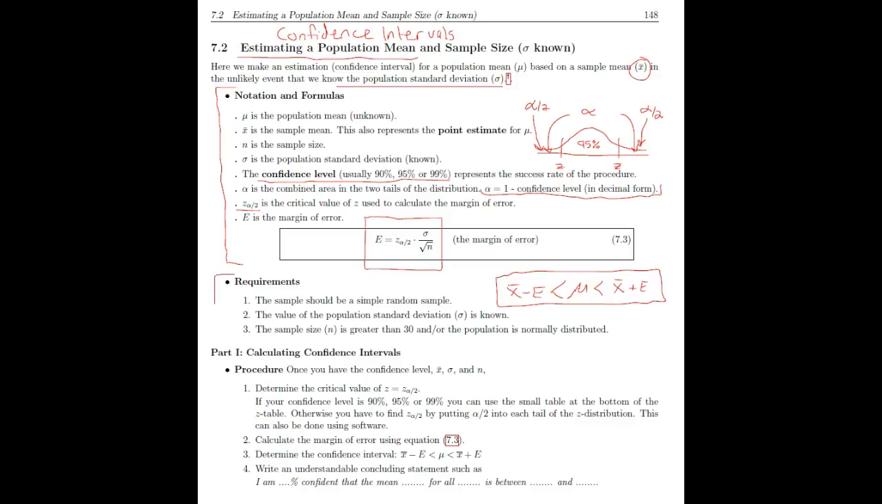All right, here are some requirements here. The sample should be a simple random sample. The value of the population standard deviation must be known, of course, to use this formula that has sigma in it. And the sample size n must be greater than or equal to 30, or the population must be normally distributed. Okay, these are basically the conditions of the central limit theorem, which is very important for distributions of sample means, which are really the foundation of confidence intervals.